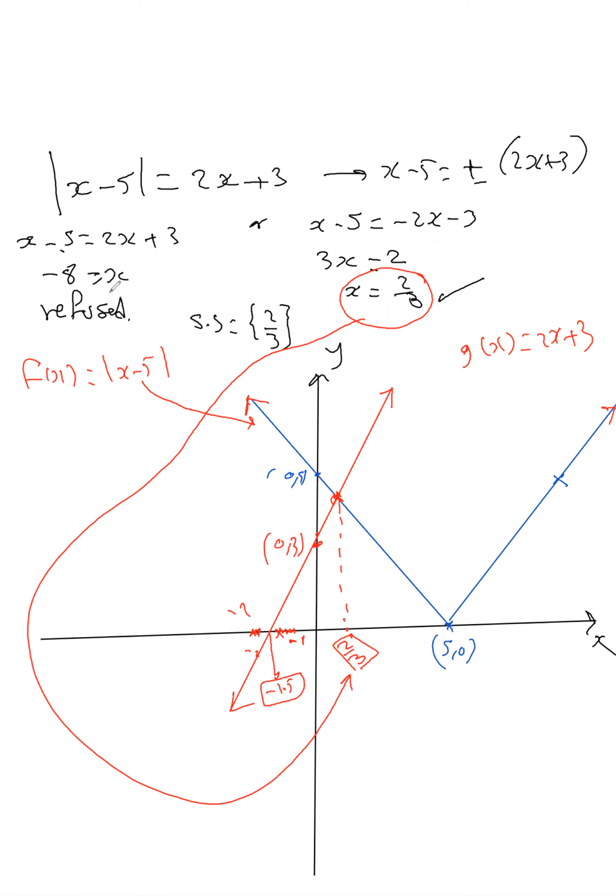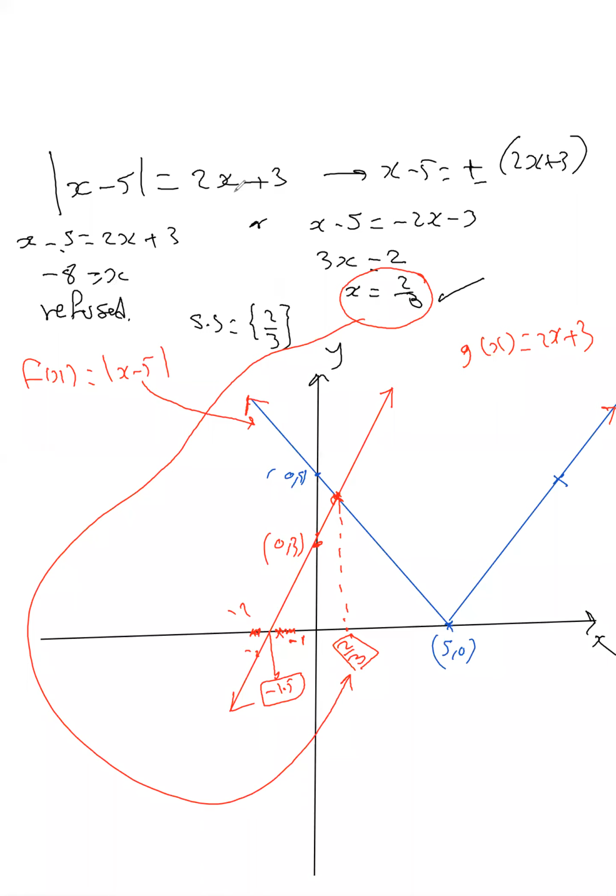The value of x which is negative 8 is refused because it doesn't satisfy the equation. If you put x equals negative 8, negative 8 times 2 is negative 16 plus 3 equals negative 13, the absolute value equals negative, so this solution is refused. The absolute value must be positive or 0. The second one, x equals 2 over 3, is accepted because 2 times 2 over 3 plus 3 is positive.